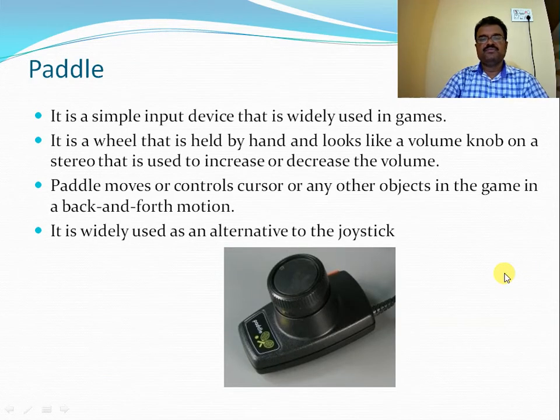Another input device, the paddle. A paddle is a simple input device that is widely used in games. It is a wheel that is held by hand and looks like a volume knob on a stereo that is used to increase or decrease the volume. Paddles move or control a cursor or any other objects in the game in a back and forth motion. A paddle is widely used as an alternative to the joystick. This is a picture of a paddle.